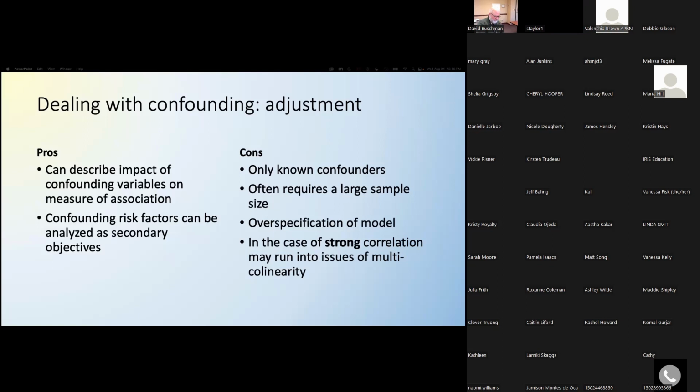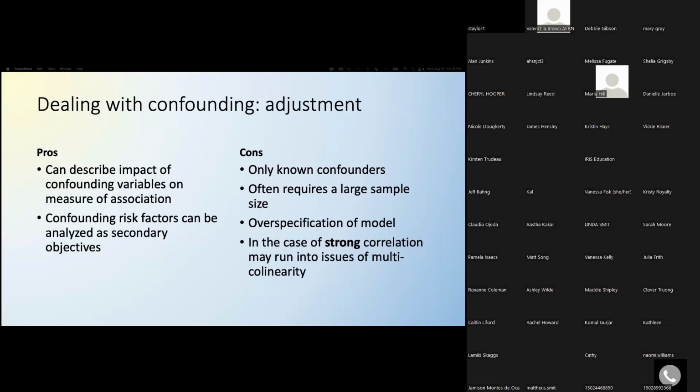And there's benefits for doing that. The first is that you can describe the impact of confounding variables on the measure of association itself. So if your main predictor is a certain drug, and you know that there is a confounder, you can look to see how strong of an effect it has based on the level of association that's not adjusted and then adjusted. So oftentimes what we see is that a drug unadjusted looks like it's very, very effective. And then when we adjust for confounding variables, it looks like it may still be effective, but it's generally going to be not as effective in terms of the magnitude of effect.